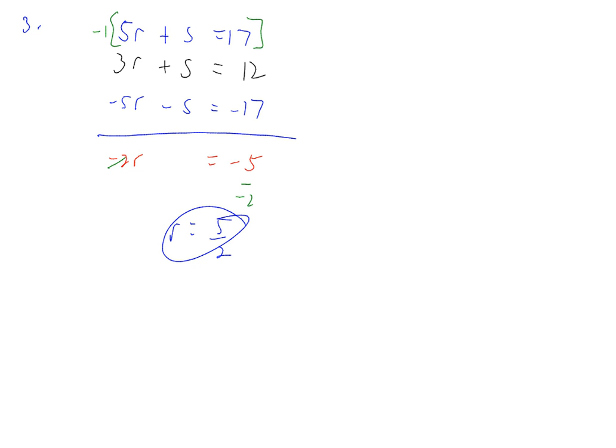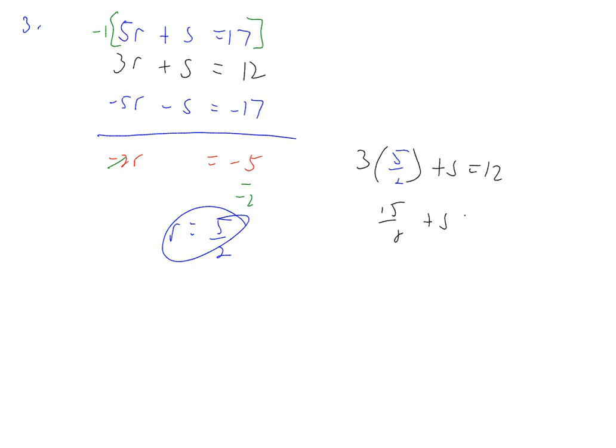Oh no, a fraction. Surely it can't be. Get it? Oh, it's a fraction. Big deal. It's the answer. Now, how are you going to get the s? I'll use the black one. 3r plus s equals 12. Sub in the 5/2. Oh, now we're really in trouble.